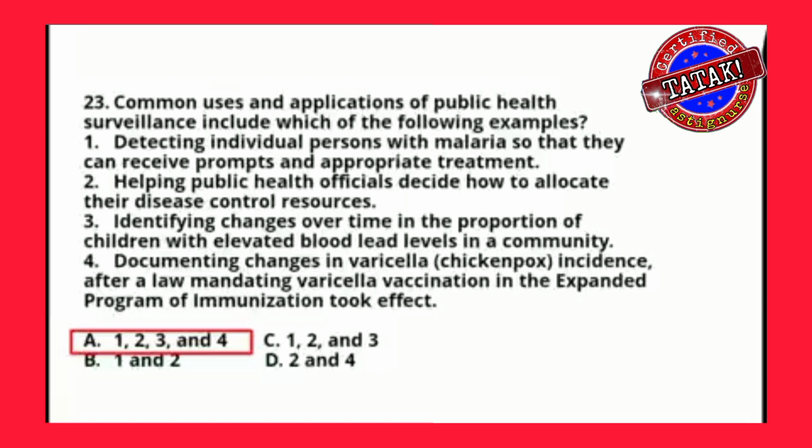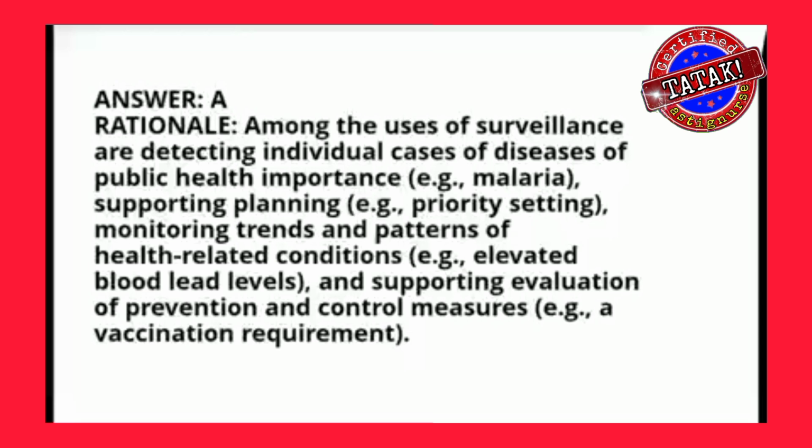Kasi if we say public health surveillance, it can be applied to the following, okay? So public health surveillance can be applied for detecting individual cases of diseases of public health importance like your malaria. So it is also used to support planning in your priority setting, and it is also used for monitoring the trends and patterns of the health-related conditions, for example, the elevated blood lead levels among children, and supporting evaluation of prevention and control measures like in your vaccination requirement in the expanded program for immunization.